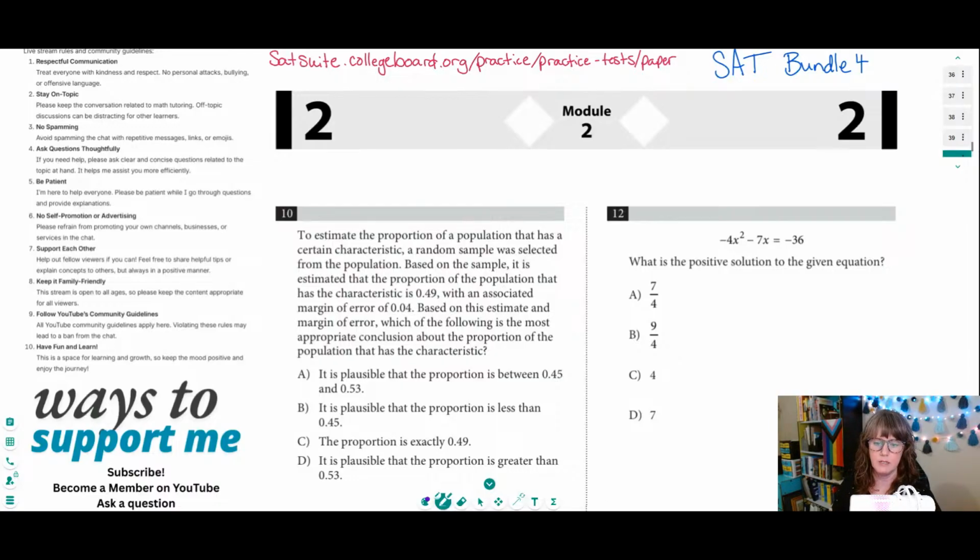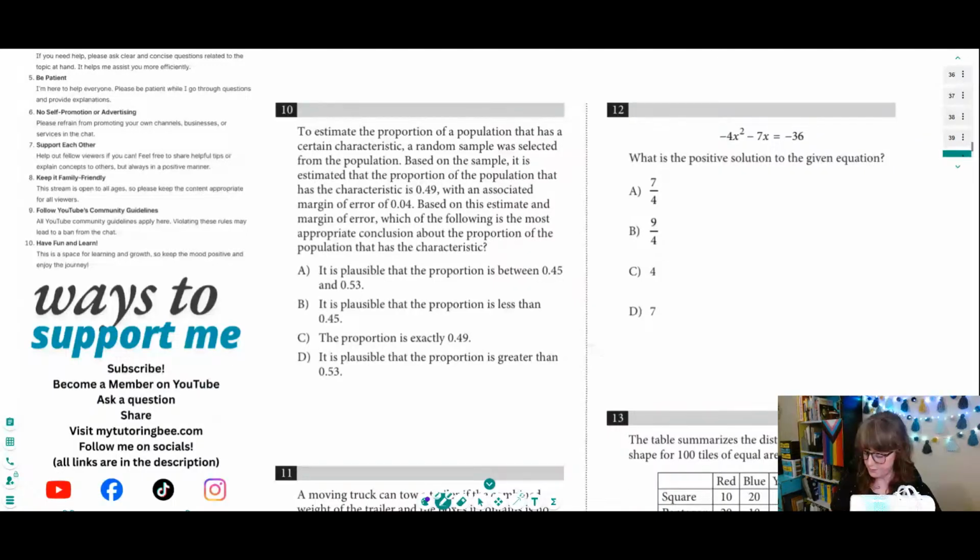All right, let's get into problem 10 here. To estimate the proportion of a population that has a certain characteristic, a random sample was selected from the population. Based on the sample, it is estimated that the proportion of the population that has the characteristic is 0.49, with an associated margin of error of 0.04. Okay, I'm just going to underline both of those. Based on this estimate and margin of error, which of the following is the most appropriate conclusion about the proportion of the population that has the characteristic?